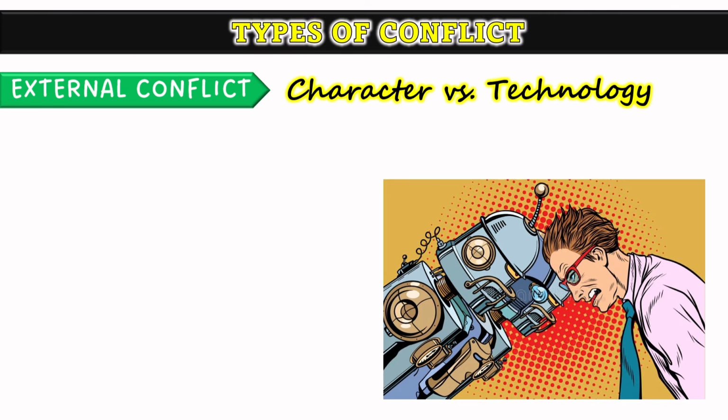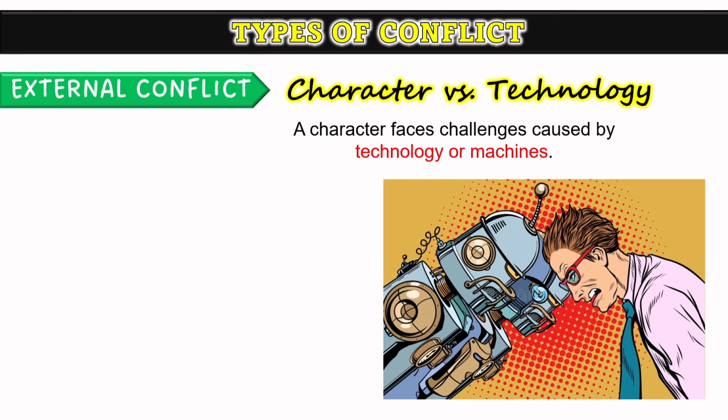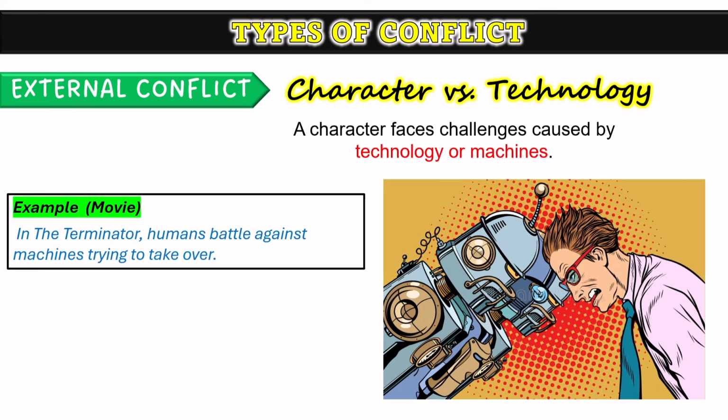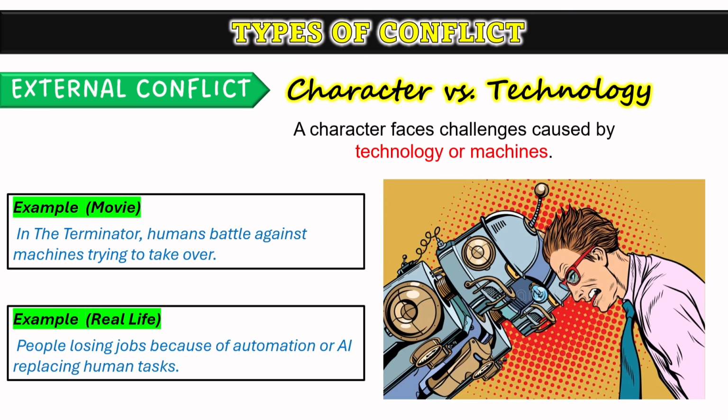Character versus technology. It is a conflict in which a character faces challenges caused by technology or machines. For example, in The Terminator, humans battle against machines trying to take over. In real life, an example of which is people losing jobs because of automation or AI replacing human tasks.